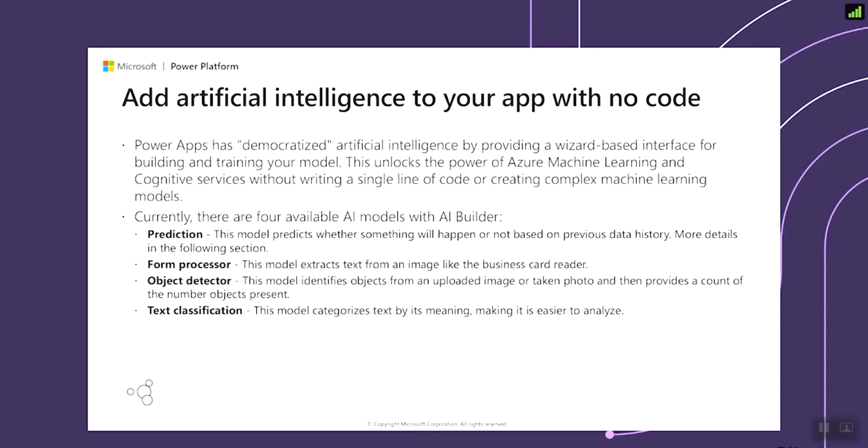Currently, we have 4 AI model families with AI Builder. So you have prediction that helps you predict if something's going to happen. You have forms processor that will extract information from a PDF or a JPEG. You have an object detector that will look at an image and identify, hey, this is a bicycle or this is product ABC. And then you have text classification that categorizes and understands meaning in most of the time natural language.